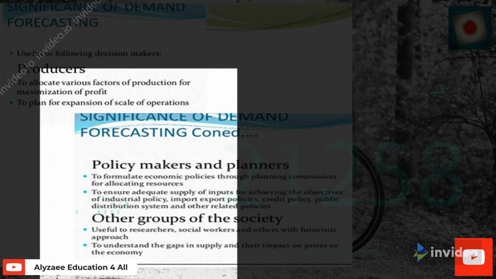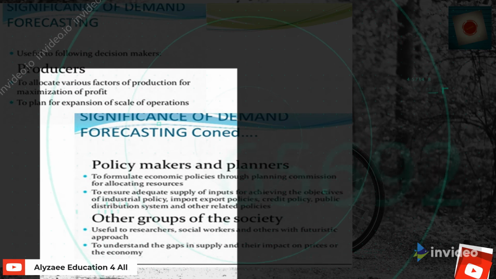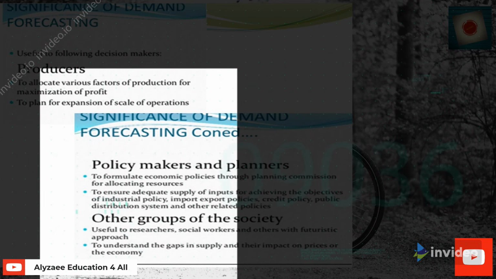Other groups of the society, so useful to researchers, social workers and others for the futuristic approach to understand the gap in supply and their impact on the price or the economy. So this was just an overview to have a better understanding on this particular point.